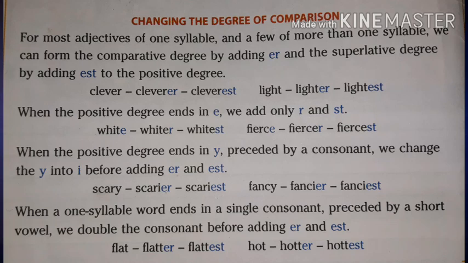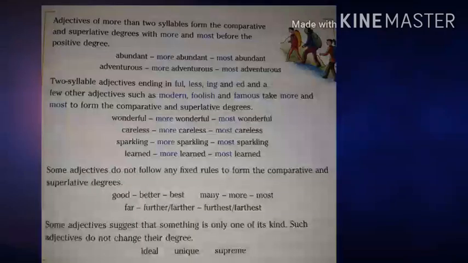When the positive degree ends in y, preceded by a consonant, we change the y into i before adding er and est. For example, scary, scarier, scariest. Fancy, fancier, fanciest. When a one syllable word ends in a single consonant preceded by a short vowel, we double the consonant before adding er and est. For example, flat, flatter, flattest. Hot, hotter, hottest.